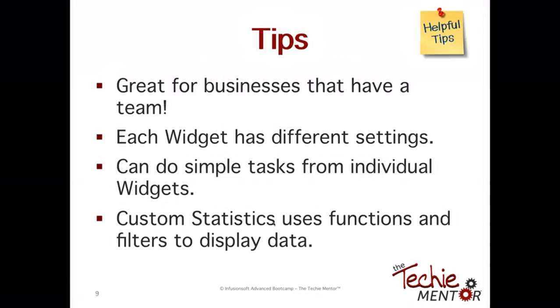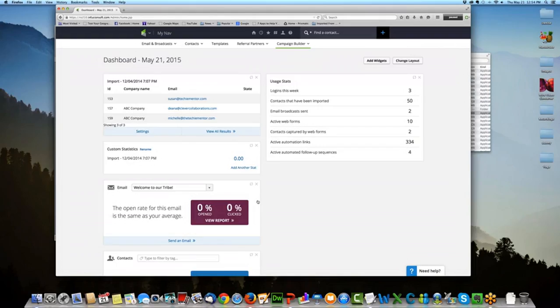As I mentioned, great for businesses that have a team. And it's just a great way to kind of customize. If somebody in your business is doing something specific for your business because maybe they're the marketing person or maybe they're the salesperson, it allows them to see everything kind of in a snapshot. Each widget has different settings. You can filter and group accordingly. You can do simple tasks from the individual widgets. And again, custom statistics uses functions and filters to display the data. So we're going to just jump right over and have a look.